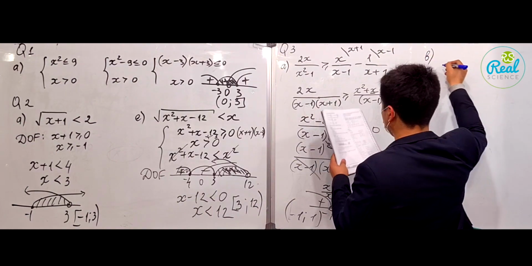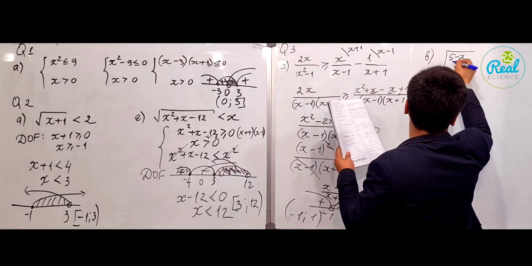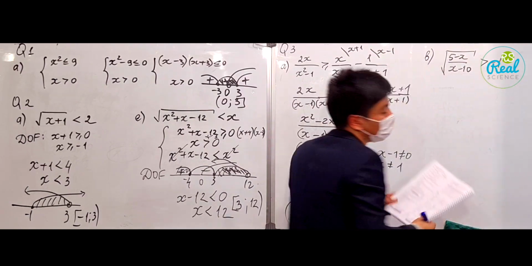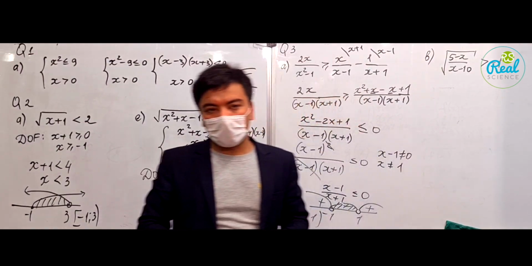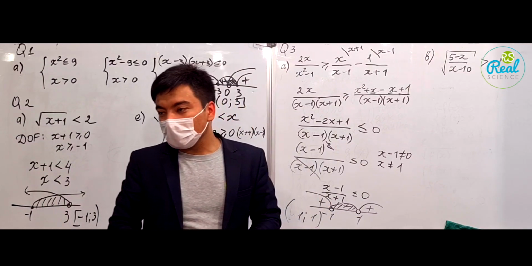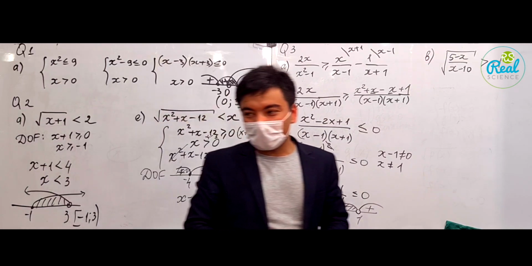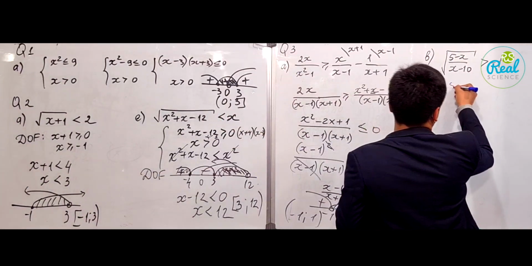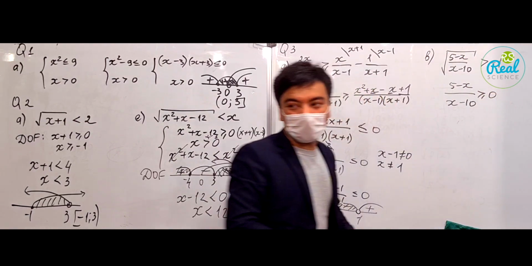B1. Five minus x over x minus 10 is greater than minus 1. Yes, a square root is always greater than a negative number, but only if the inside is positive. Am I right? Thank you. So 5 minus x and x minus 10 must be greater than or equal to 0.